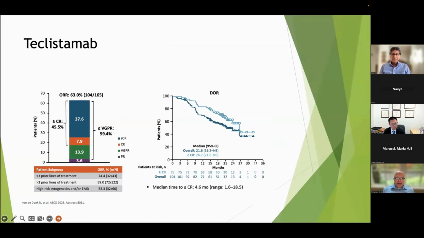And those responses can also be very durable. You see here a median duration of response that is close to 2 years and even higher if the patients are among those who achieve a complete response. Next.